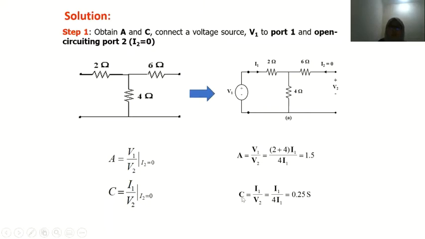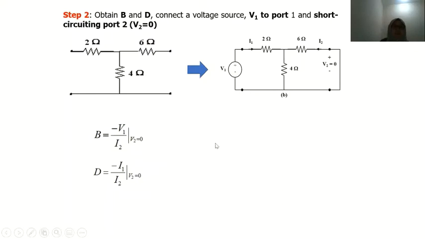So your C is equal to I1 divided by V2. We just keep your I1, and we know that your V2 is equal to 4 I1, so you can cancel your I1. So you get your C is equal to 0.25 Siemens, because it is I divided by V, so it gives you admittance. Your admittance has the Siemens unit. So you get your A and your C here: your A is 1.5 and your C is 0.25 Siemens.